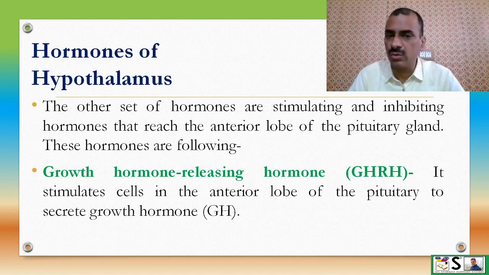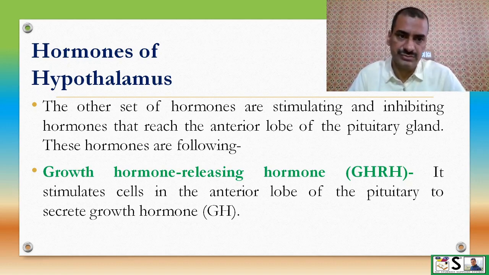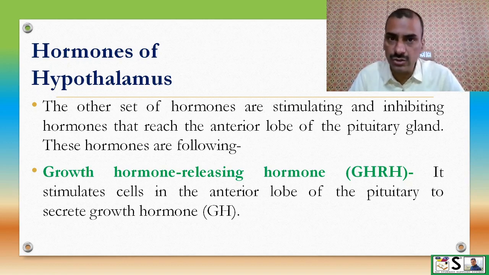The other set of hormones, these are known as stimulating and inhibiting hormones, and reach the anterior pituitary. These hormones are, number 1, growth hormone releasing hormone, GHRH. It stimulates the cells in the anterior lobe of the pituitary gland to secrete growth hormone.